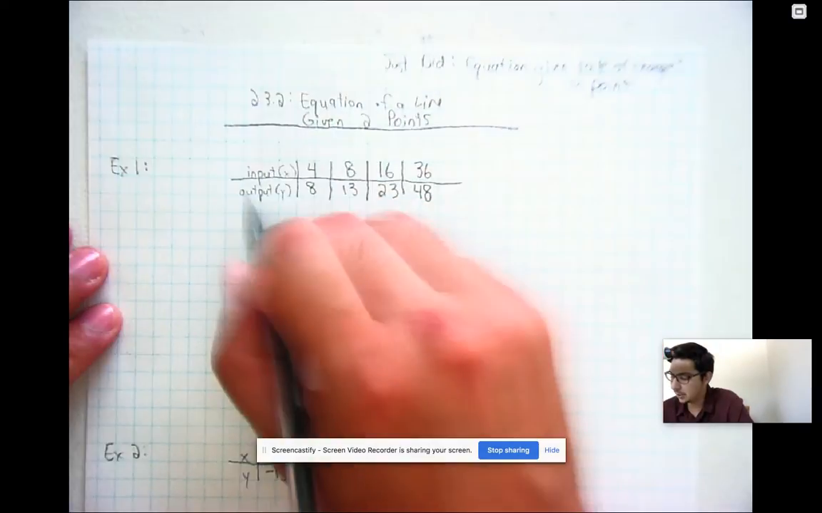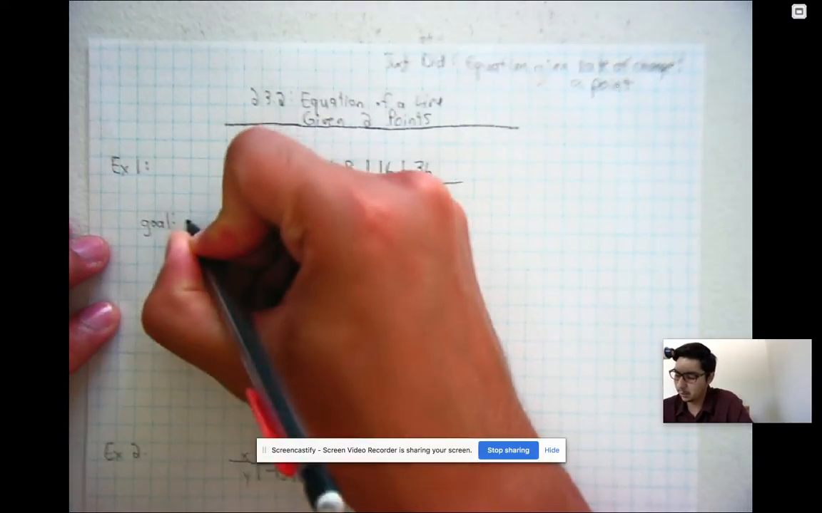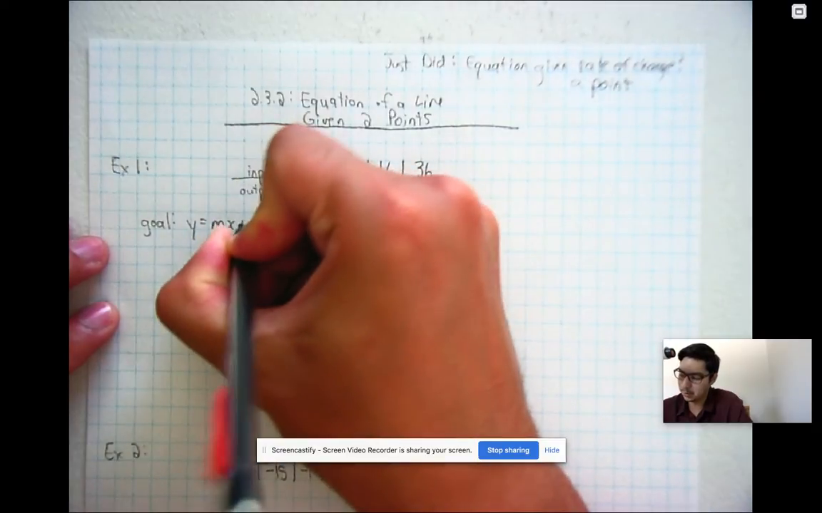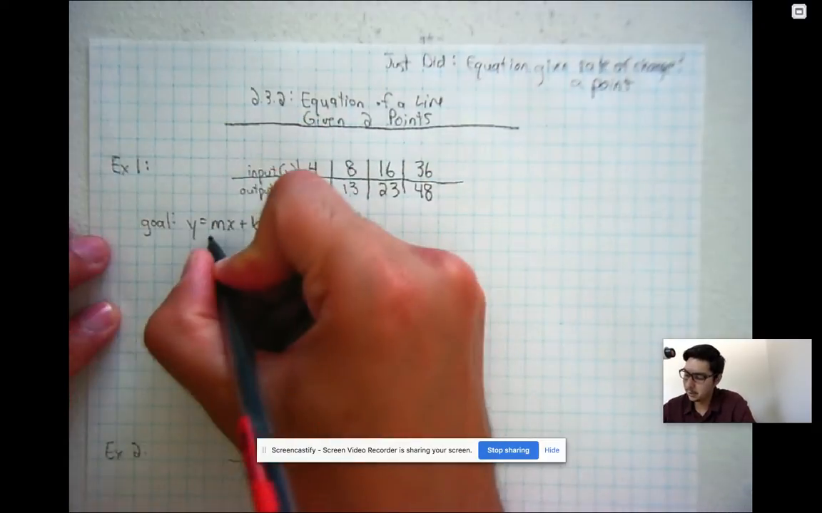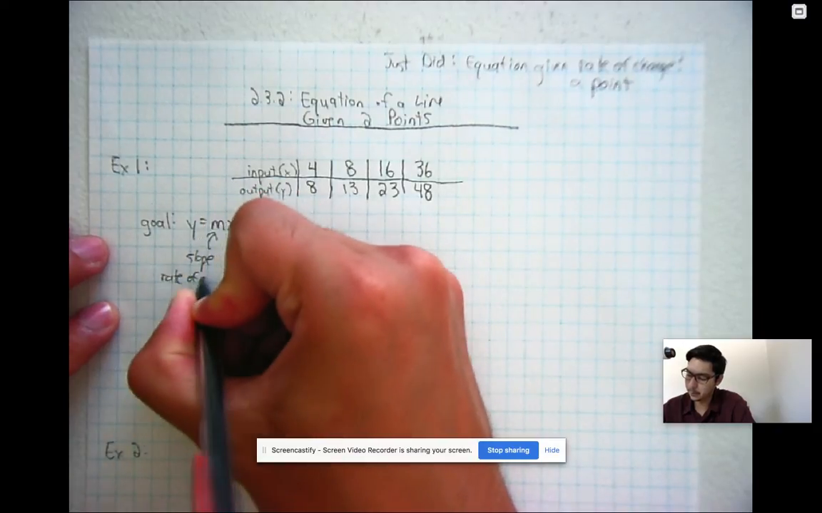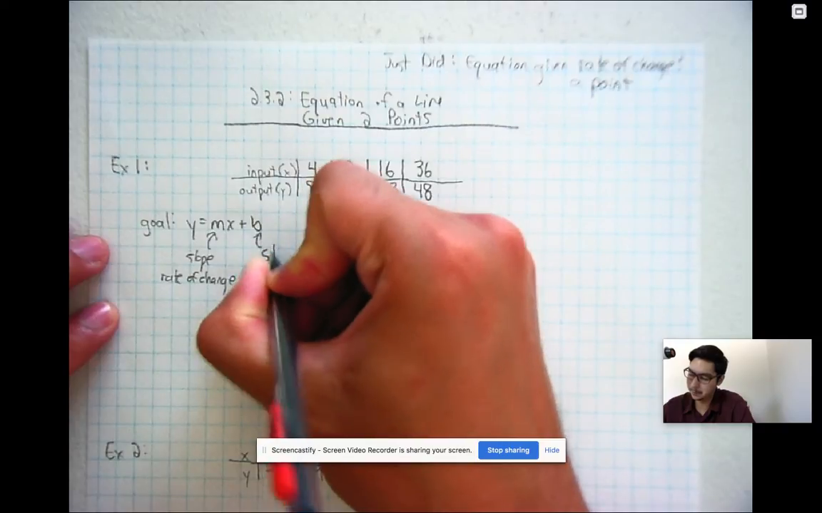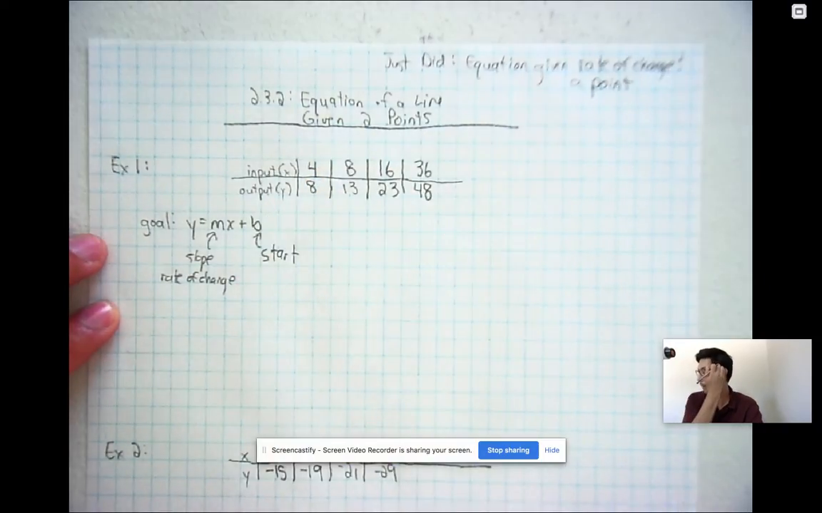So we have a table of values here, and the goal is to write the equation as y equals mx plus b, where m is the slope or rate of change, and b is the start. Those are the two things we need to find.